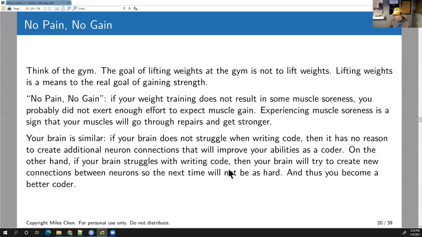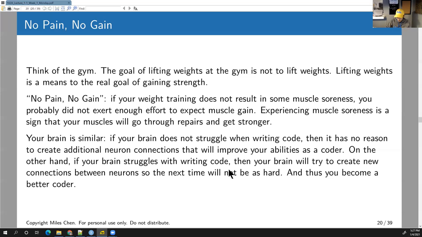And I think this is very apt. The idea of no pain, no gain is probably ingrained in us as far as athletics and physical strength, right? So if you think about the gym, when you see people lifting weights, the goal of lifting weights isn't that the weights get lifted, okay? That's not the goal. The reason people lift weights is that the process of lifting is gonna help someone gain strength in their muscles. And the idea of no pain, no gain is that if the weight training doesn't result in muscle soreness and tiredness, then probably the person didn't exercise hard enough.